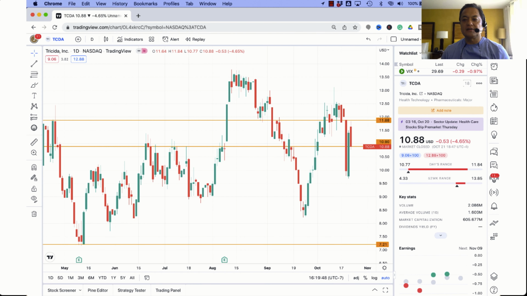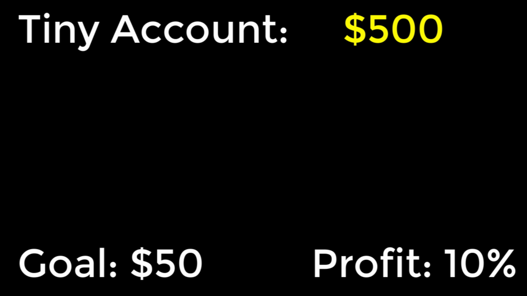Now let's go ahead and take a look at a daily chart for this stock symbol TCDA. We can find out what happened on the expiration date of October 21st, 2022. And we could see here that the stock closed at $10.88 per share, which is well above my strike price of $5 per share, which means this option contract expires worthless. So if you remember at the beginning of this video, I said my goal was to earn $50 or 10%. Let's take a look at what actually happened.